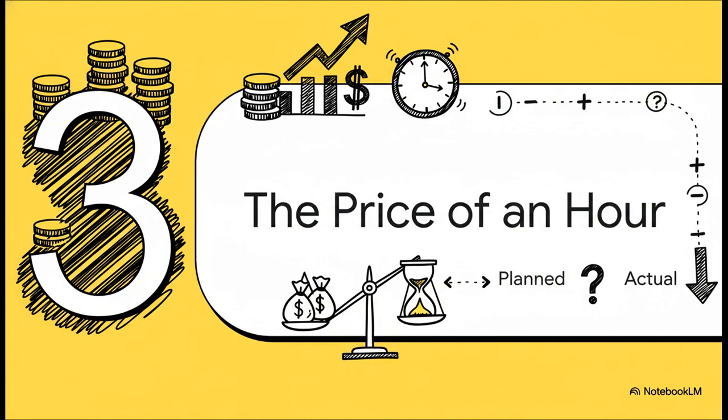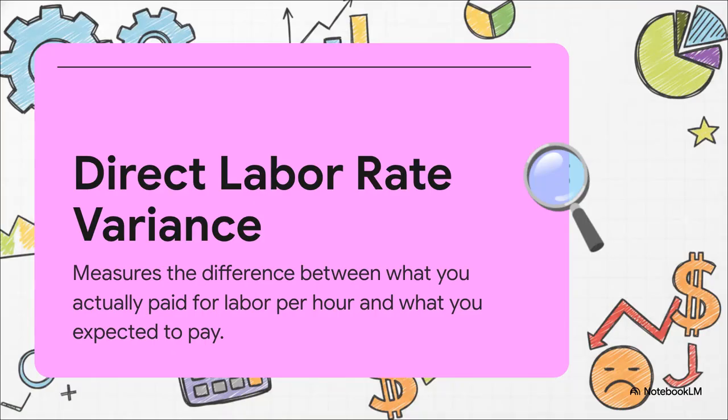Let's start by following our first clue, the price. We need to figure out if we paid more, or maybe less, for each hour of work than we originally planned to. This is what's known as the direct labor rate variance. And it's a super focused clue. It completely ignores how long the job took and just asks one simple question. Did we pay the hourly rate we thought we were going to pay or not?